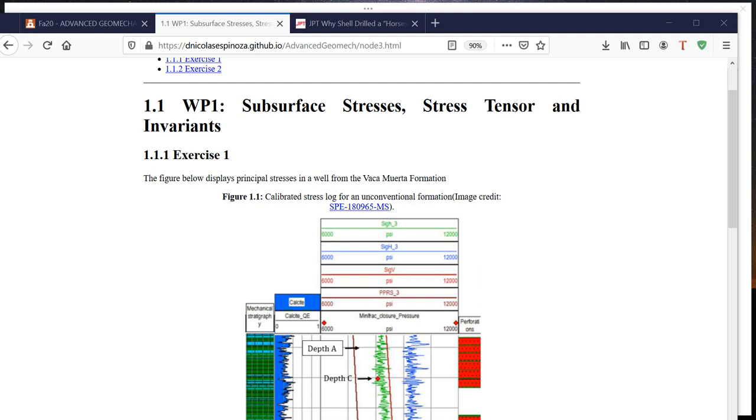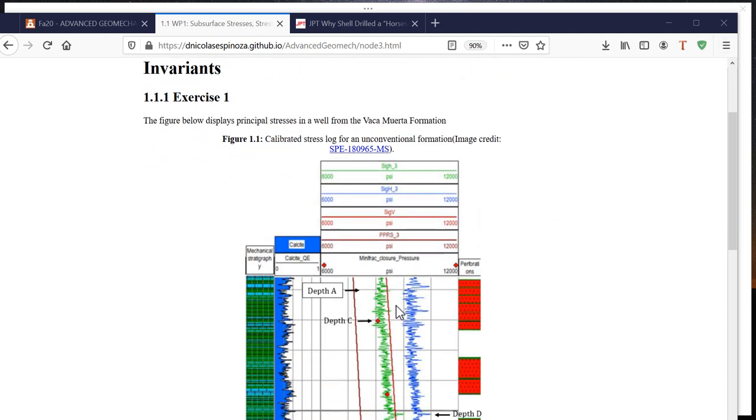This is the first lecture of Advanced Geomechanics PGE3A3. We're going to start this lecture by revisiting basic concepts about stresses in the subsurface.